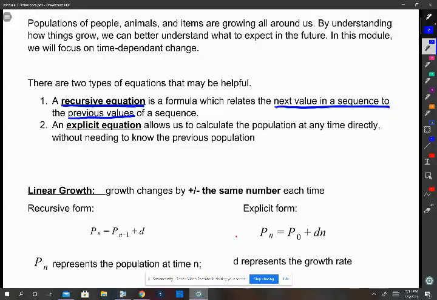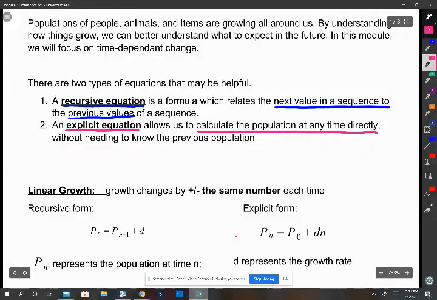But it's not very useful if we're looking for a value, let's say in 20 years, because you would have to know what happens on 1 through 19 in order to get to 20. So it's a little bit more work. An explicit equation is nice because it allows you to find the value at any time. So it's more useful because it's always going to be easy to find if you have an equation. We can calculate the population at any time directly without needing to know the previous one. We just have an equation, we plug in what we have, and it spits out our answer for us.